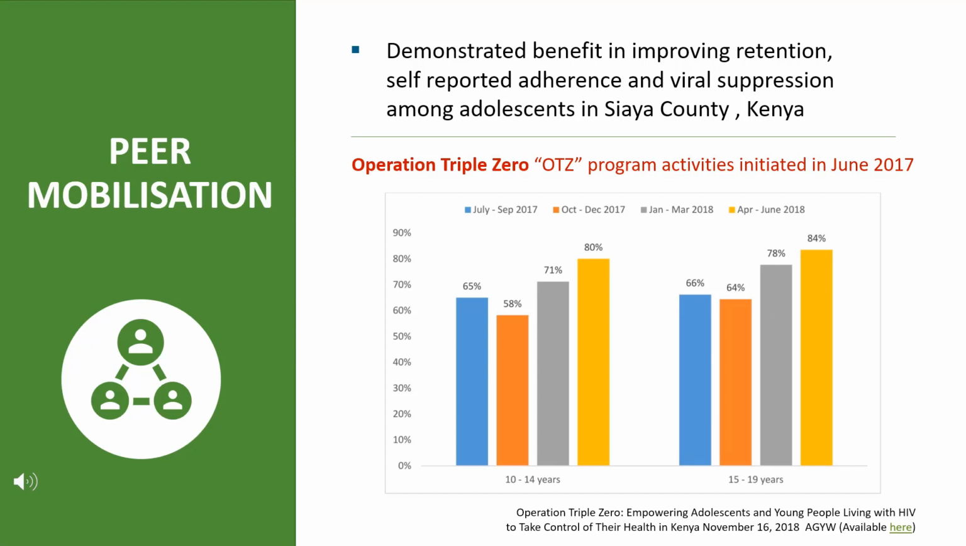Self-reported adherence across the programs has increased from 88% in October 2017 to 96% in February 2018, and viral suppression rates showed significant improvement within 6 months of membership, as illustrated in this slide.